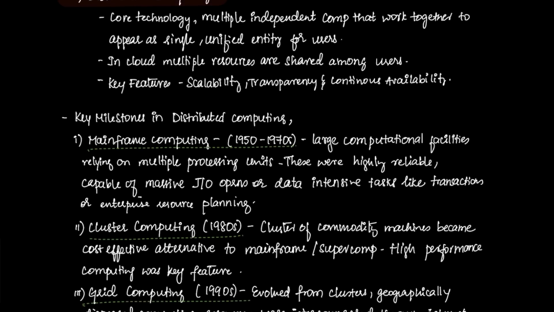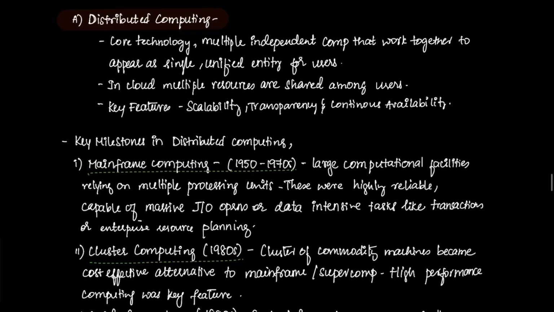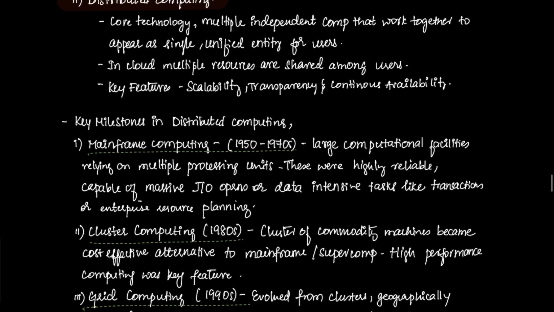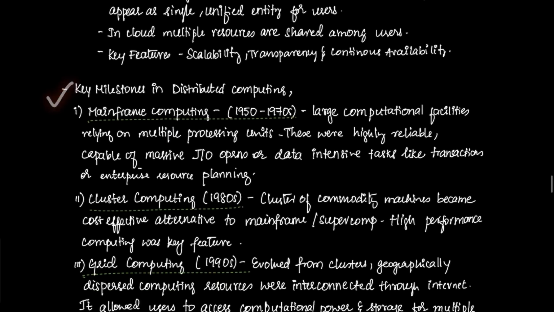Here our primary goal of a distributed system is resource sharing, which is extended in cloud computing also. In cloud computing also we are renting the infrastructure and services to the users, right? So we are allowing the companies to optimize the utilization of their computing resources. Looking at the key milestones in distributed computing.